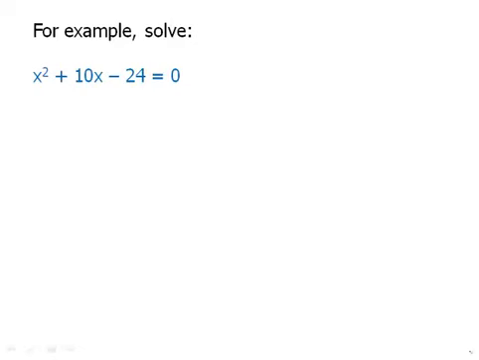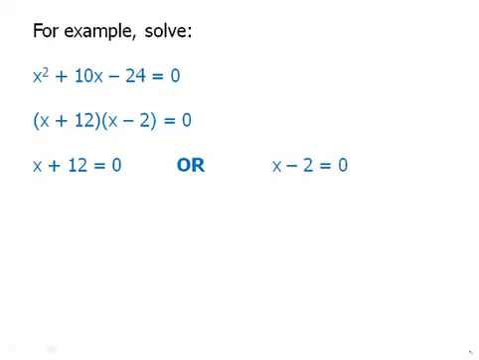Okay, now we're ready to solve. The first thing we're going to do is factor, and we can do that from our factoring lessons. Now we're going to apply the zero product property. So if we're multiplying two things to get 0, it means either one equals 0 or the other equals 0. Now we have two mini equations. We solve them in parallel, and we get that x equals negative 12 or x equals 2. And those are the two solutions to that original equation.